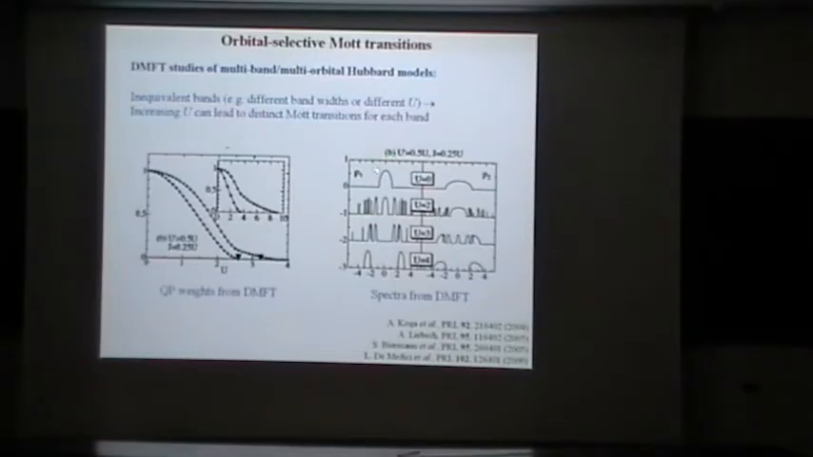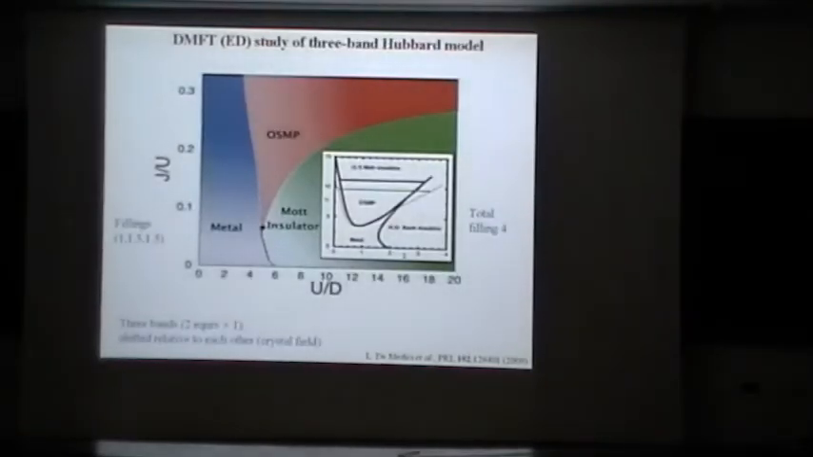But so this is now the spectral function in the two bands at different values of U, and so this is spiky because it comes from exact diagonalization. But what you see is that here at this particular intermediate value of U, the quasi-particle peak here has gone, but here at this band it's still there. But this is orbital-selective Mott phase, or at least the DMFT version of it.